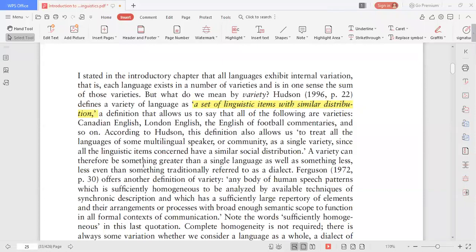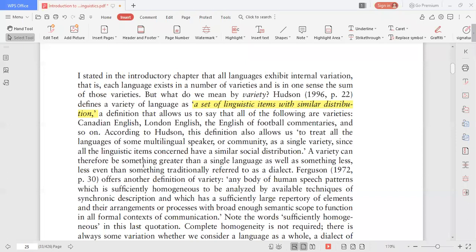Okay, now here it says that a variety of language is a set of linguistic items with similar distribution. Linguistic items mean different kinds of syntax and other items, and they will be distributed equally. It is a definition that allows us to say that all of the following are varieties. So you see, similar distribution means similar linguistic items will be distributed in the language in the same way.